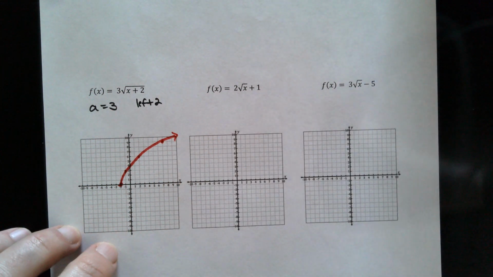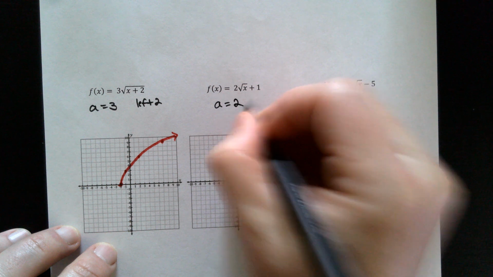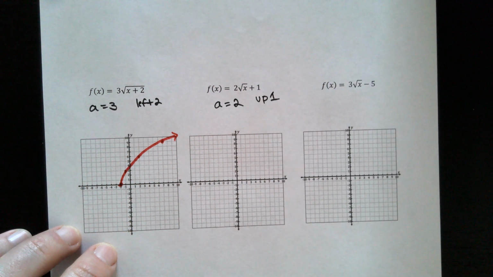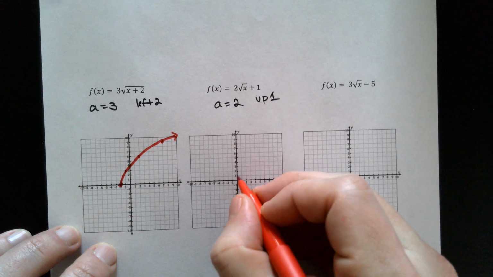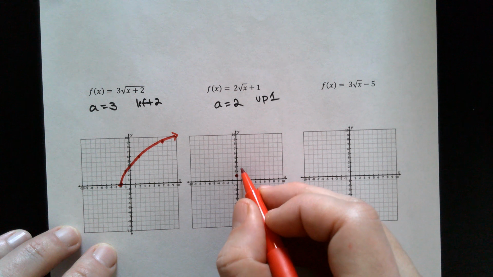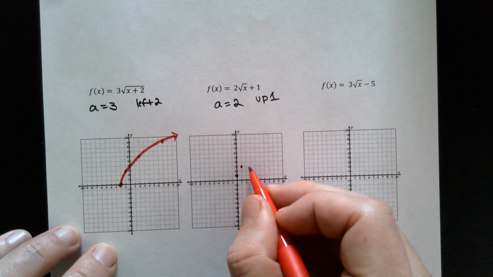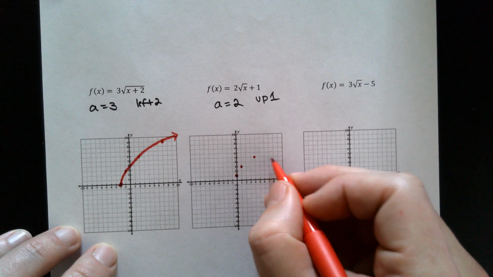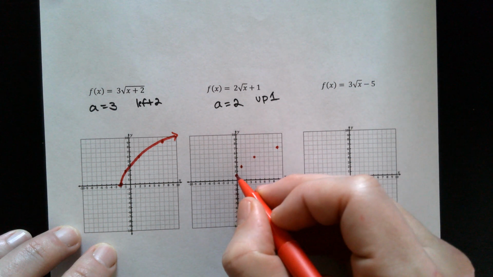Okay, this one we have A is equal to 2. And this shift will make it go up by 1. So I go up 1. Here we go. So since A is 2, I'll move over 1, up 2. Over 3, 1, 2, 3, up 2. And over 5, 1, 2, 3, 4, 5, up 2. And there's my graph.